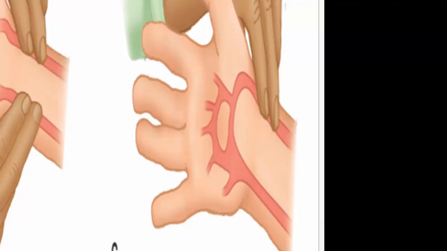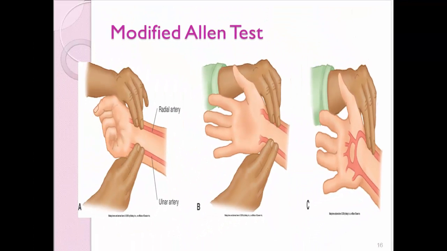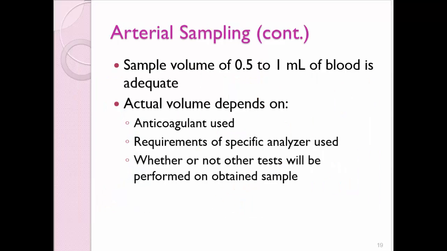And what we're trying to identify here is that that artery is functioning properly in case we mess the other one up while we puncture it, because we're going to puncture the thumb side. Your hand should return to its pink original state in less than 10 seconds. The amount of blood that you want to collect is about 0.5 to 1 mLs.